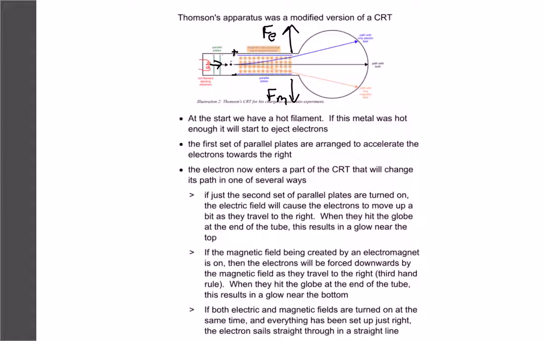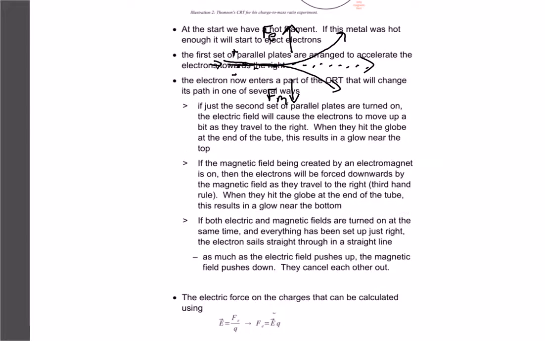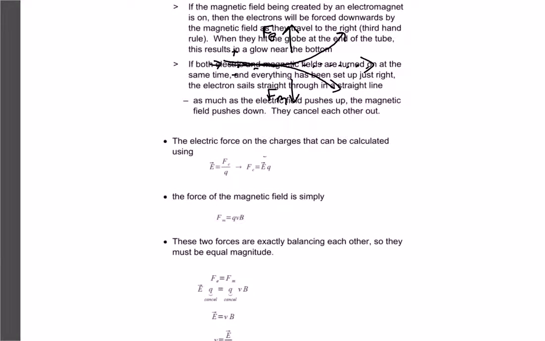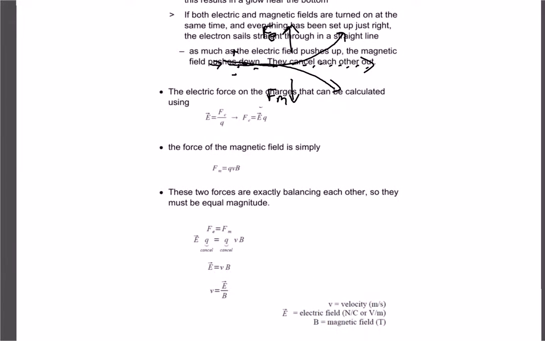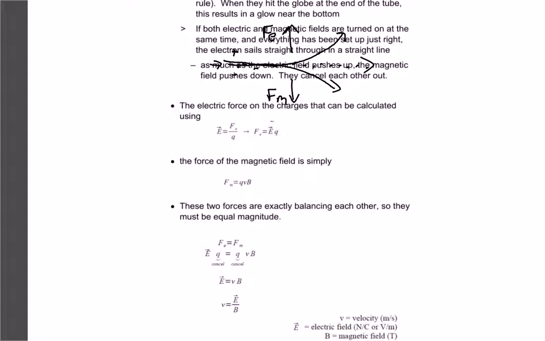And he just adjusted those two electric and magnetic fields. So the idea is if you only had the electric field on, the electron would move up towards the positive plate and it would curve upwards. If you only had the magnetic field on, it would go downwards. If you had them both on, they would kind of cancel each other out, and if it was set just right, he got the electron to go straight across. And it's that process that he basically used to figure out what the velocity of the electrons are.